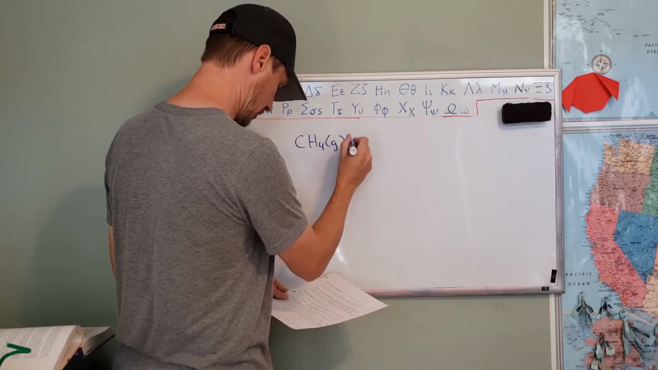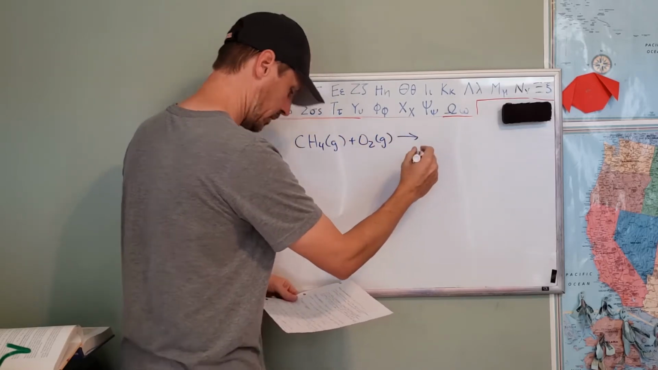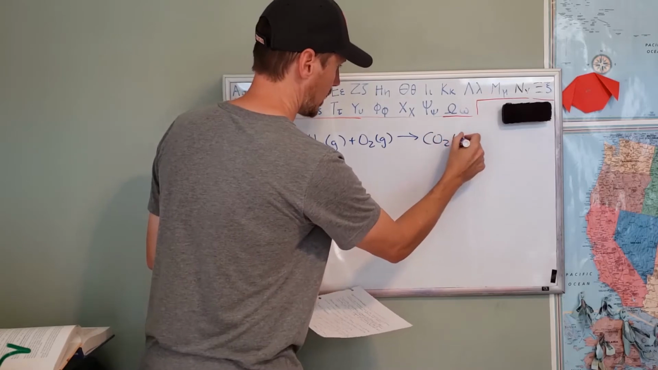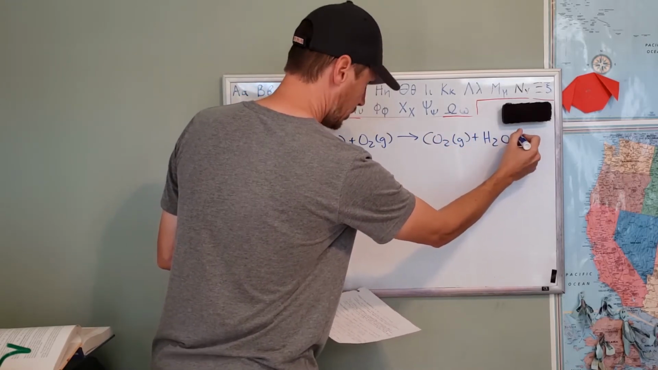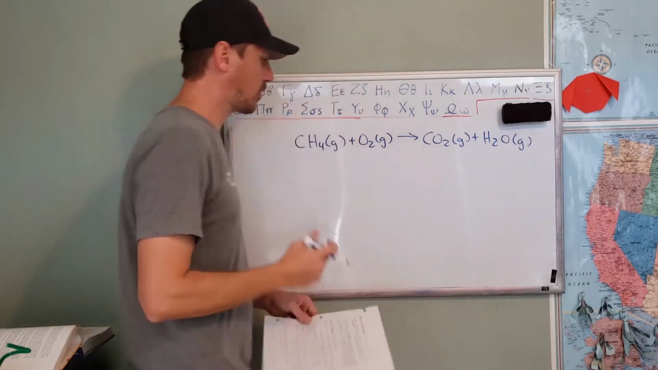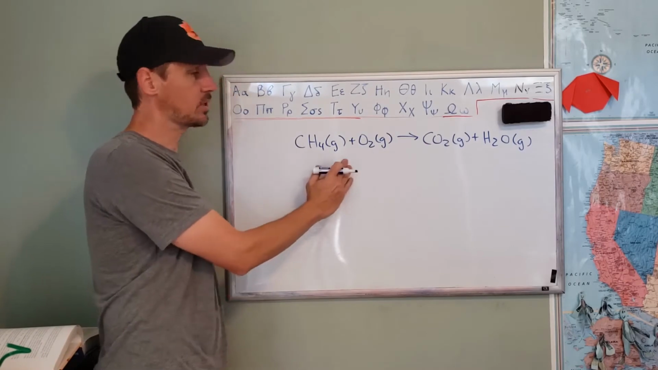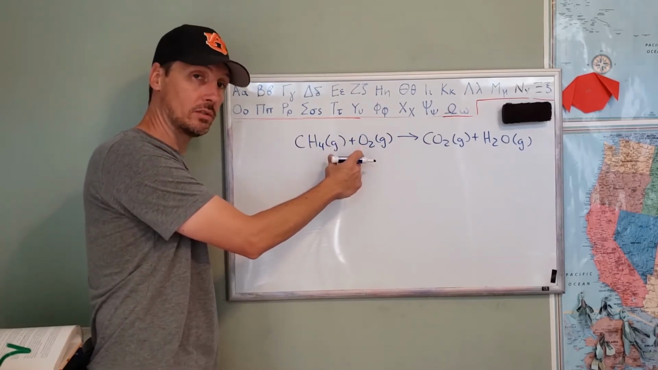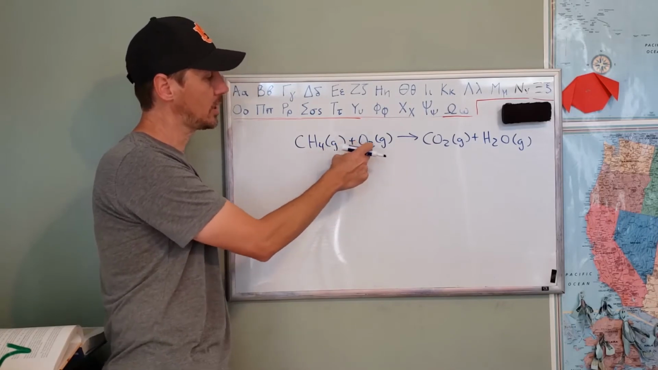CH4 in gas form plus O2 in gas form is going to yield CO2 in gas form combined with water, which is also in gas form. And this is what we refer to as a typical combustion reaction. It'll be some substance combined together with oxygen. Again, you need oxygen in order to burn it, right? So if it's a combustion reaction, it's going to be combined with oxygen.